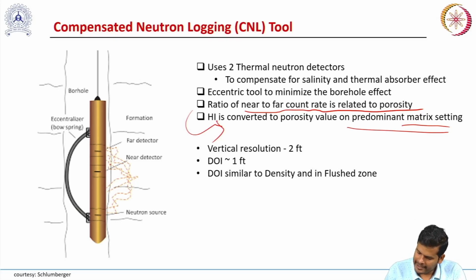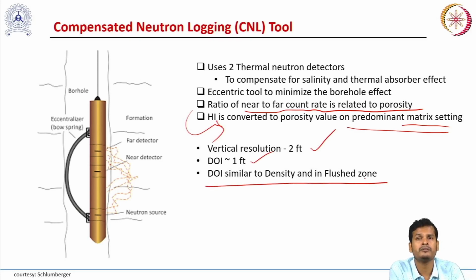Some other data about this tool: vertical resolution is around 2 feet, depth of investigation is around 1 foot, similar to the density device, and it is in the flush zone. So the tool mainly looks in the flush zone, not the zone beyond that. Only in case of extremely shallow invasion will the tool look beyond the flush zone. Sometimes we need to keep this in mind while interpreting our neutron log data, such as when commenting on where the shale zone exists or the gas zone exists.